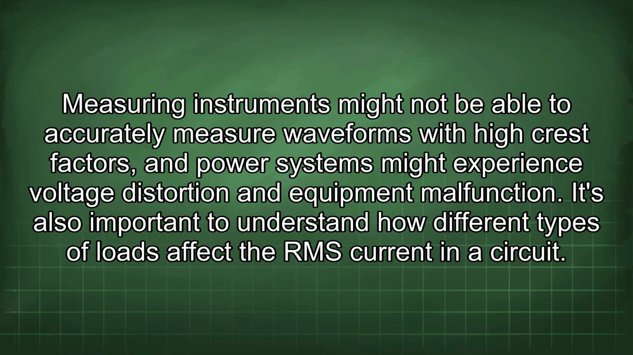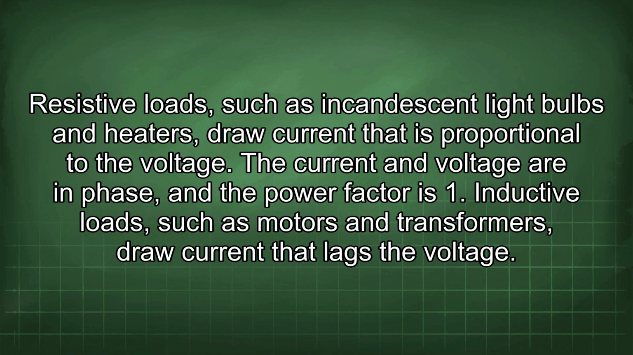Measuring instruments might not be able to accurately measure waveforms with high crest factors, and power systems might experience voltage distortion and equipment malfunction. It's also important to understand how different types of loads affect the RMS current in a circuit. Resistive loads, such as incandescent light bulbs and heaters, draw a current that is proportional to the voltage. The current and voltage are in phase, and the power factor is 1.